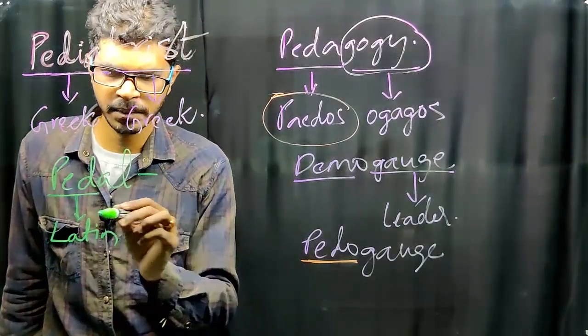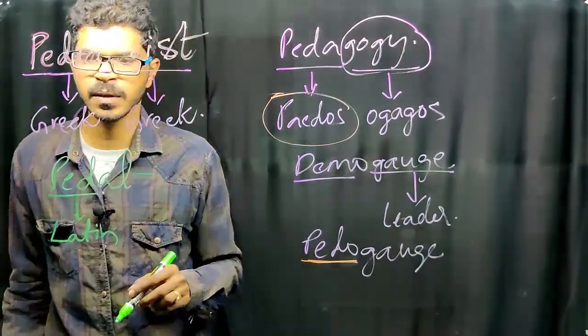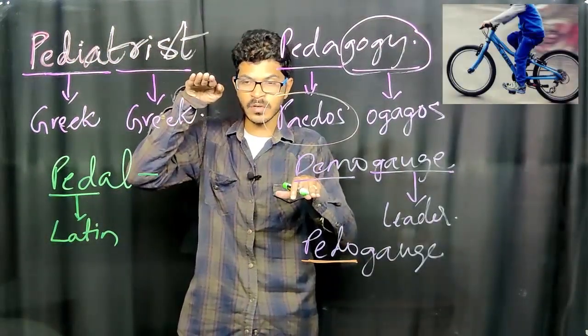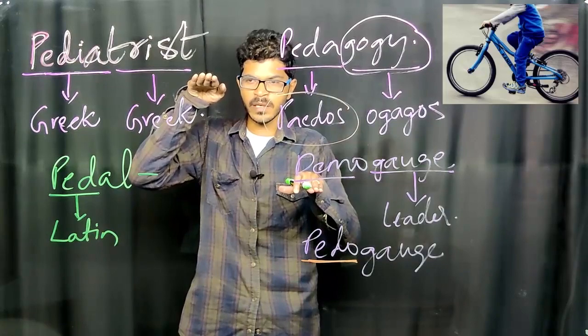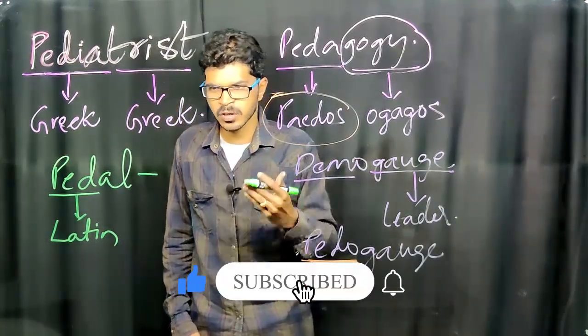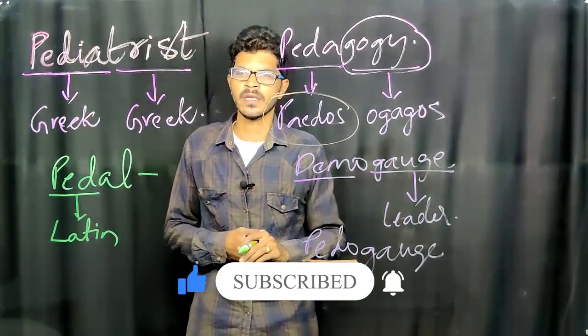Ped means leg, and pedal means you will be putting your legs on the bicycle when you are sitting. When you are riding a bicycle, you will be pedaling the bicycle with your legs. So as you are doing it with your legs, it is called a pedal.